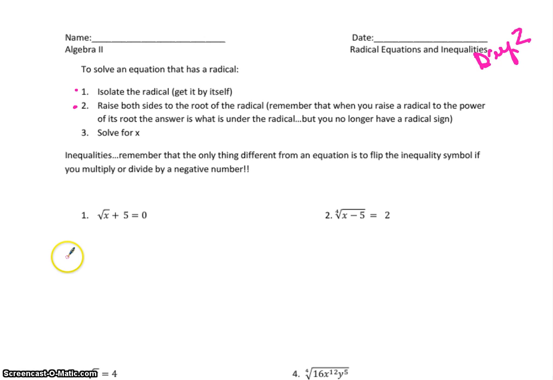If it was a square root, you square it. If it was a cube root, you cube it. Remember that when you do this, you get rid of the radical sign. That's the whole purpose. It becomes whatever was under it. Then you have a normal equation, you solve for x. Inequalities, the only thing different is you have to remember that you flip the inequality if you multiply or divide by a negative number. Only change you're going to see.